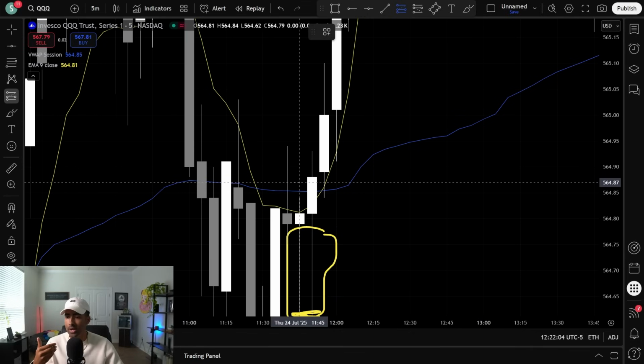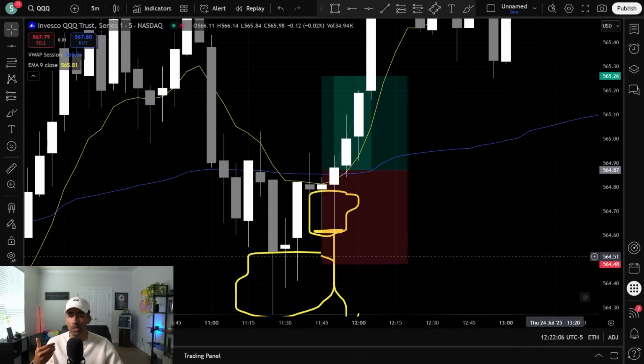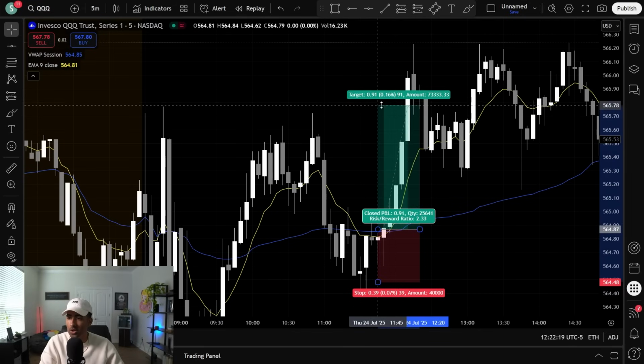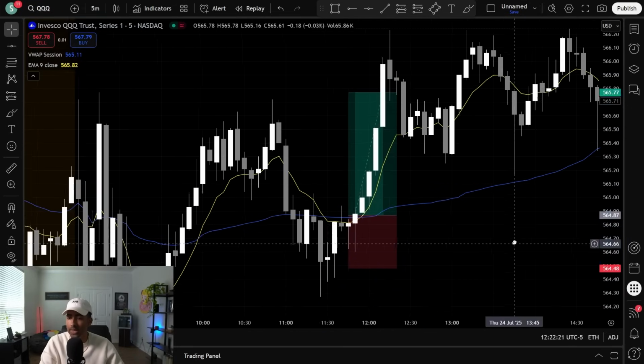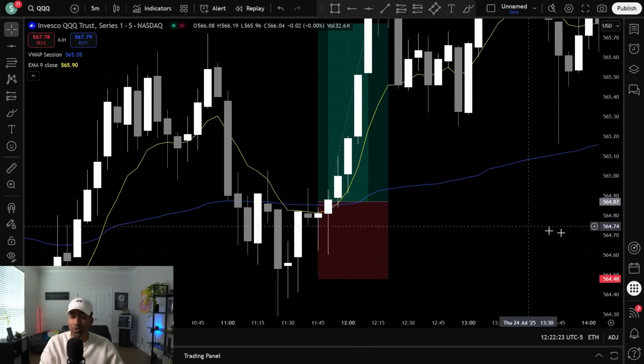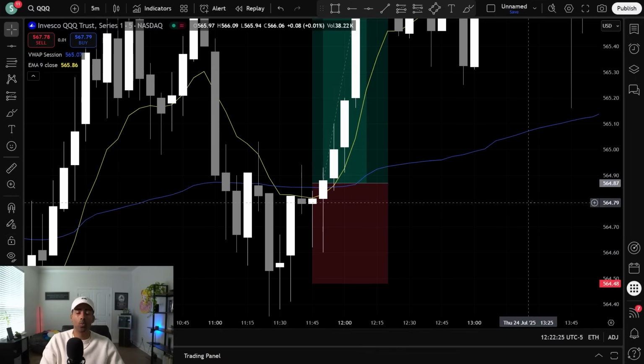We go long right here on the break of those two lines. For your target, you're most likely going to target highs all the way up here and let that position run. Now, for your stop loss on these positions, we're not going to just set our stop loss to the other side of VWAP or the EMA just yet.